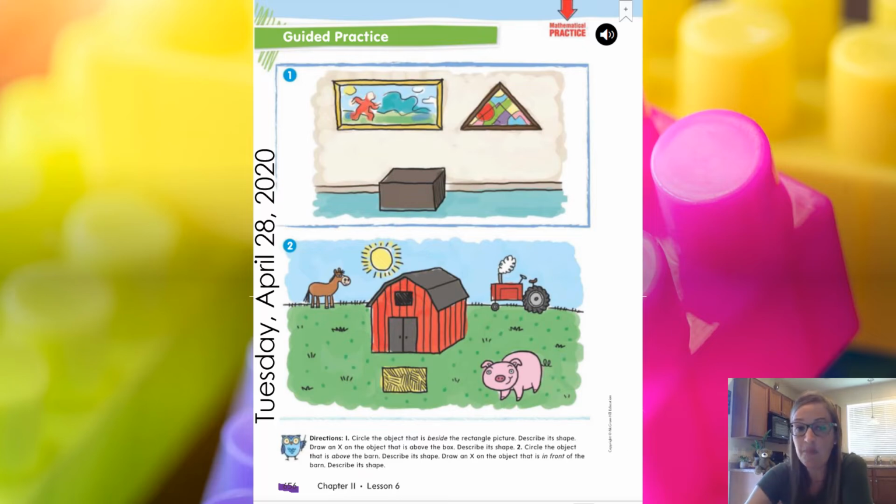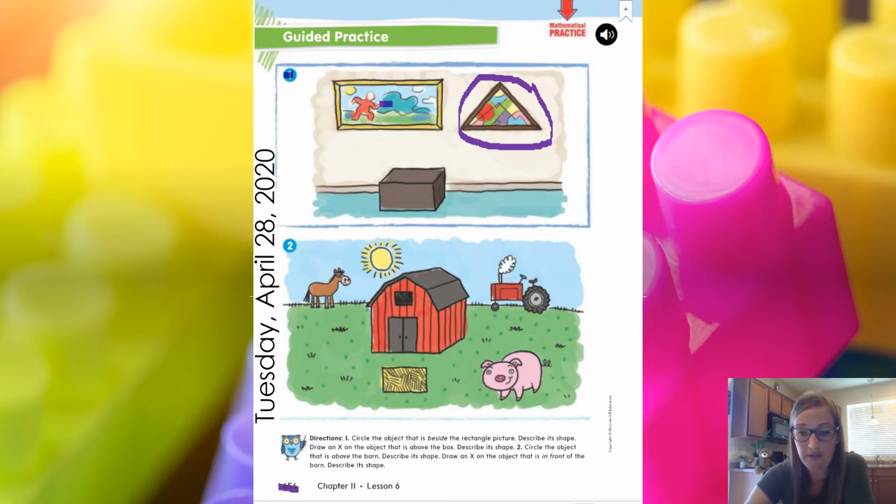It says for number 1, circle the object that is beside the rectangle picture. So did you see the rectangle picture? Good. And now you're going to circle the shape that's the object that's next to it. What is it? Good. It's a triangle. Tell me about a triangle. How many sides? How many vertices? Good. 3 sides and 3 vertices.